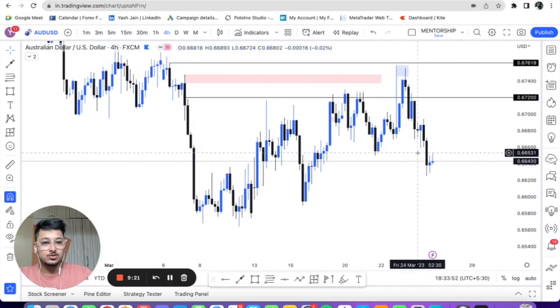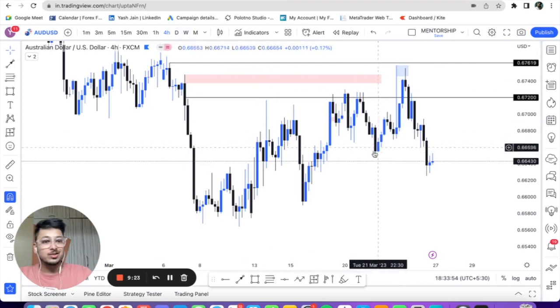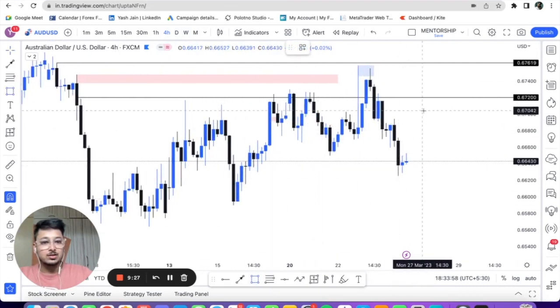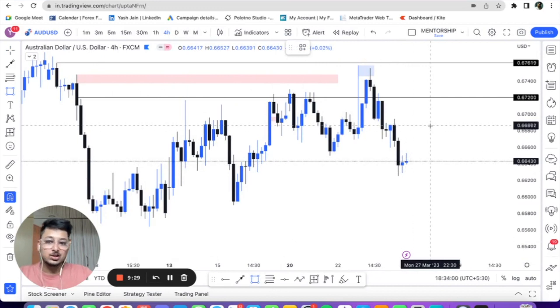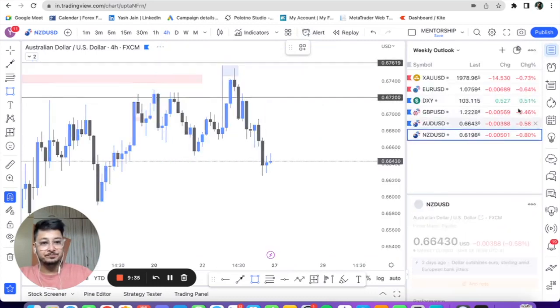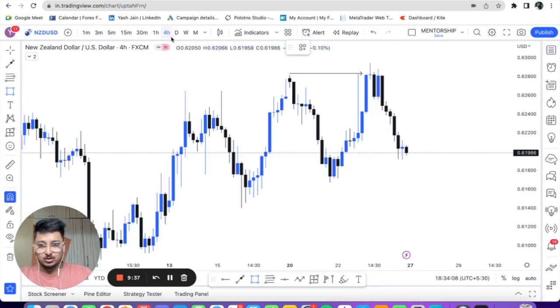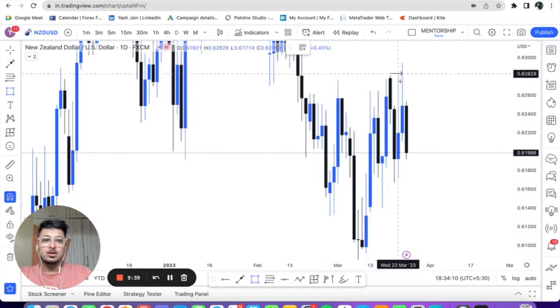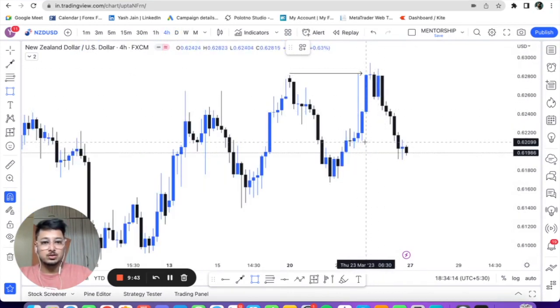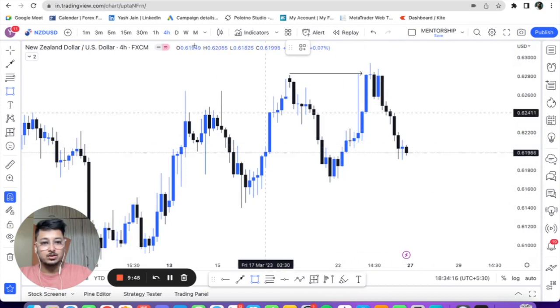We have also broken structure. So definitely this looks bearish. Any pullback that comes in the market, any bullish move that you see, try to sell it from any good resistance level that you have. New Zealand dollar, beautiful, looks like a very clean stop hunt and a structured break.